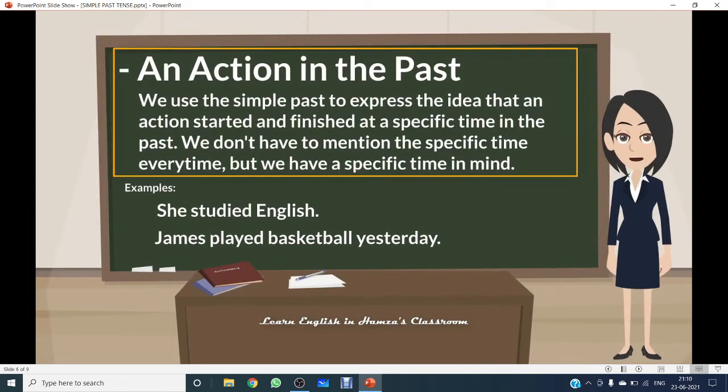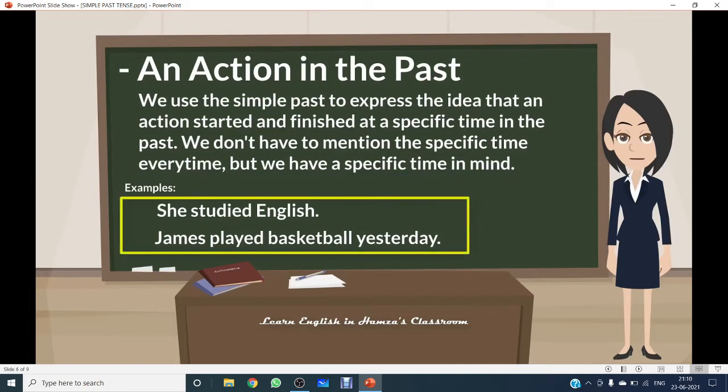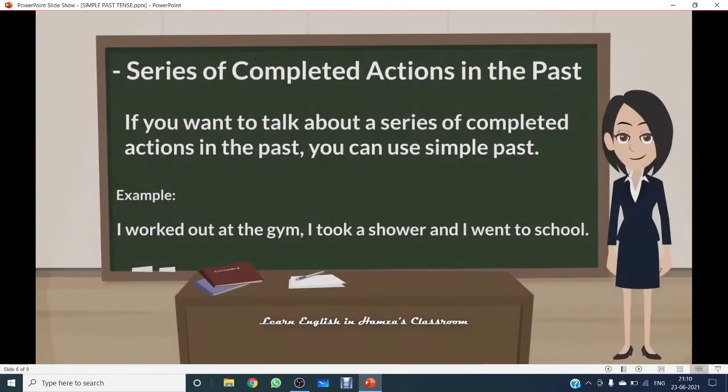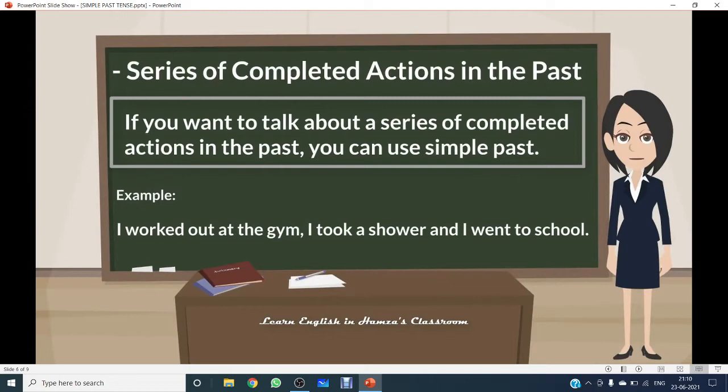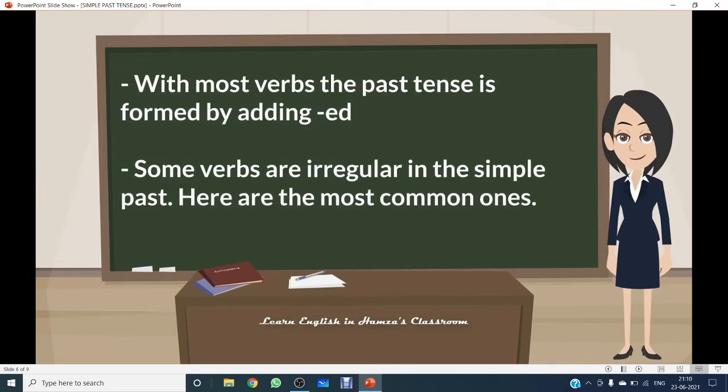We use the simple past tense to express the idea that an action started and finished at a specific time in the past. She studied English. James played basketball yesterday. We do not have to mention the specific time every time, but we have a specific time in mind. Series of completed actions in the past. If you want to talk about a series of completed actions in the past, you can use simple past. I walked out of the gym. I took a shower and went to school.